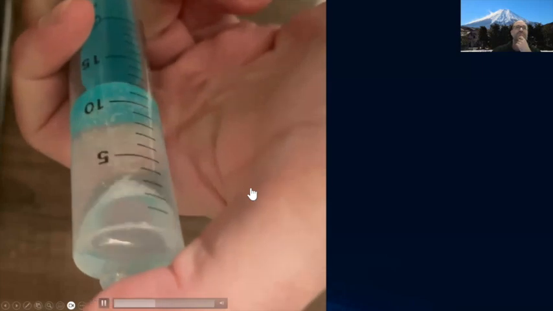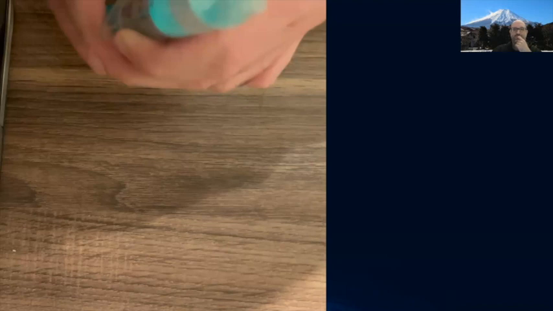When pulling out the piston, you see a lot of bubbles in the water. And do this again. Any idea where these bubbles were coming from? I see 2 answers in the chat already.